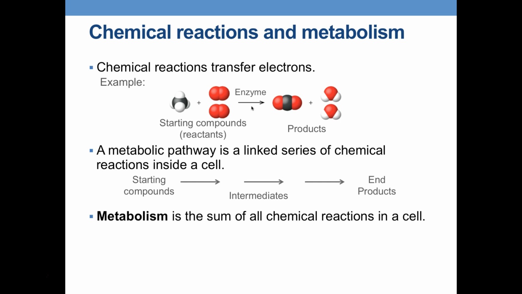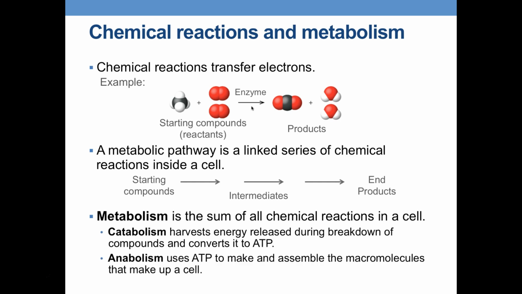Metabolism is the sum of all the chemical reactions inside a cell. So that would include catabolism, which harvests the energy that's released during the breakdown of compounds and converts it to ATP. And metabolism also includes anabolism, which uses ATP to make and assemble the macromolecules that make up a cell. So these are the two different parts of metabolism.